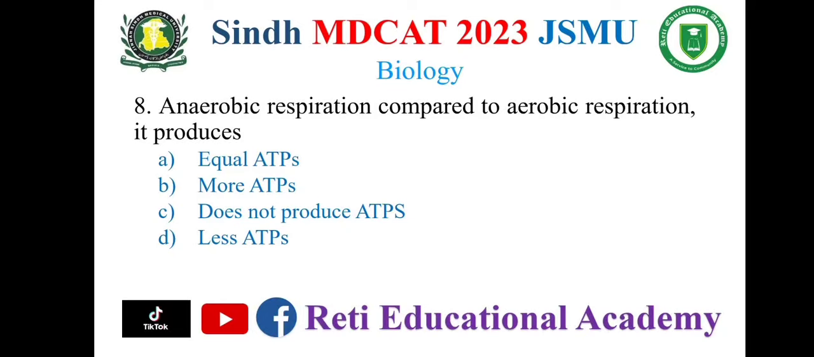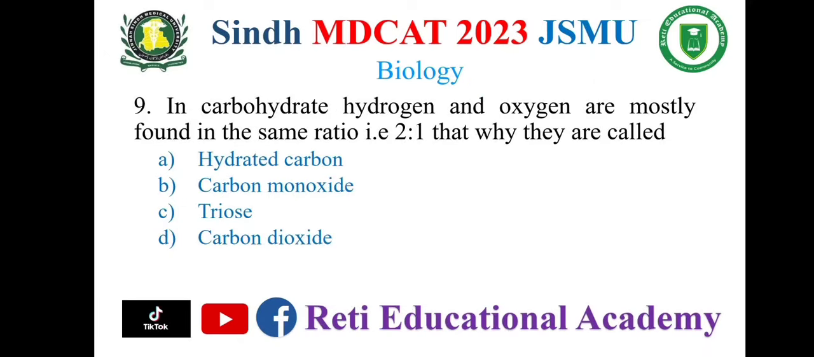Question number 8. Anaerobic respiration compared to aerobic respiration, it produces A. Equal ATPs. B. More ATPs. C. Does not produce ATPs. D. Less ATPs. And the correct answer is D. Less ATPs.